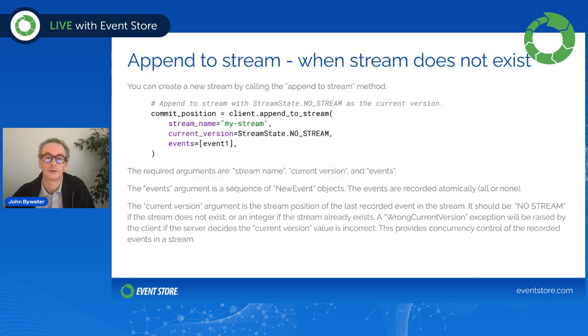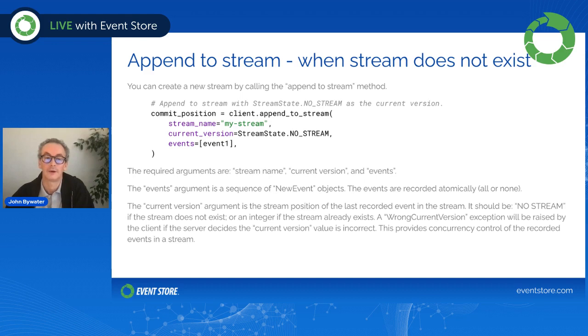So sometimes streams exist, sometimes they don't. We can create a new stream by calling the append stream method. We give a stream name. The other required arguments are current version and events. The current version, when a stream does not exist, is this special thing, stream state no stream, that indicates that the stream does not exist and you're expecting that it does not exist.